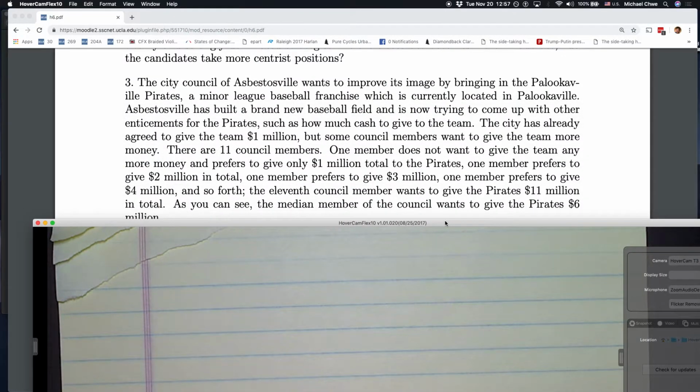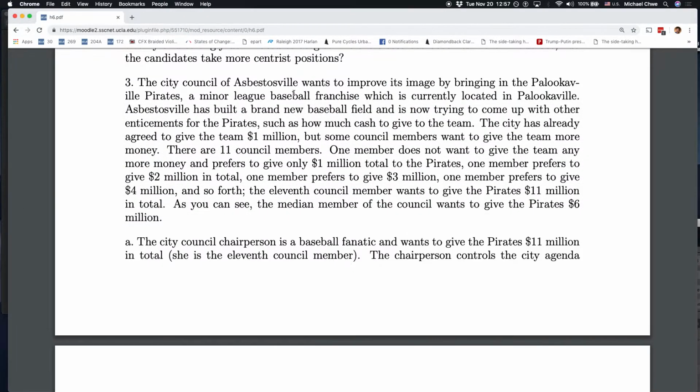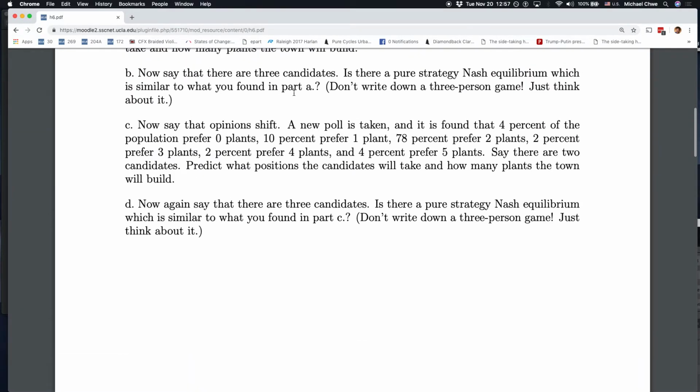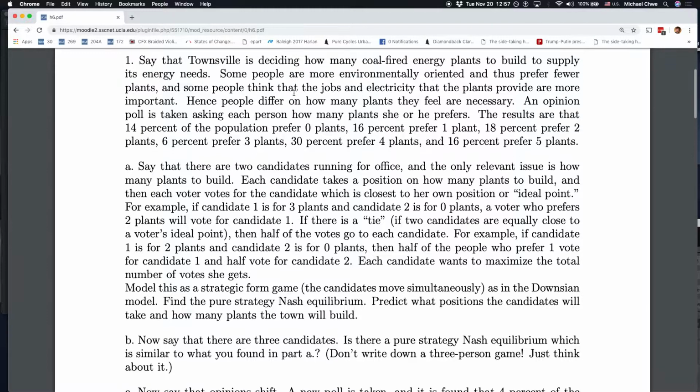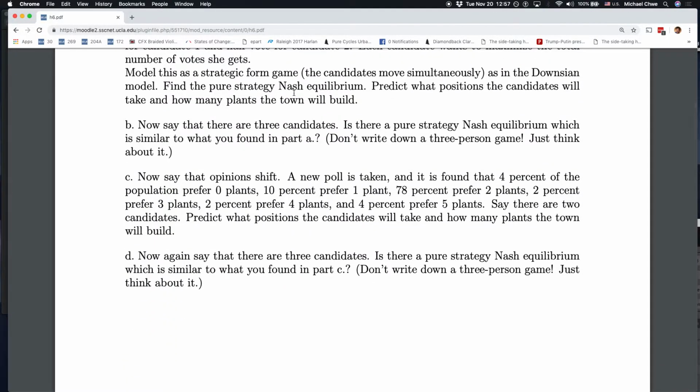May I ask something about question 1? Sure. I want to know about B and D. If there are certain candidates, is there a pure strategy symmetric equilibrium? Okay. So in the first, we did B, right? We said that in 1B there's no pure strategy Nash equilibrium, right?